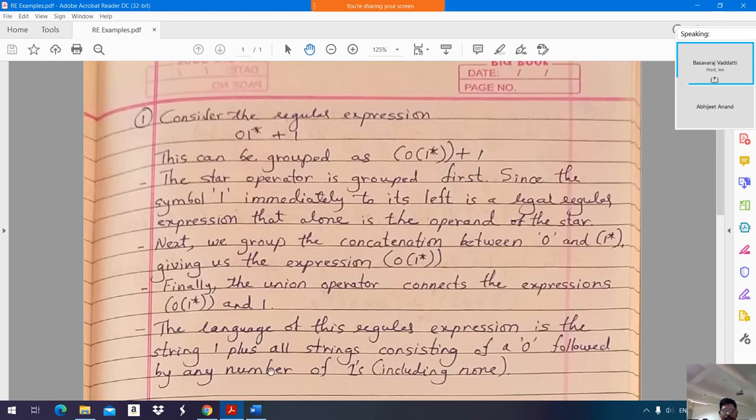It is called the English description of this particular regular expression, or nothing but what is the language represented by this regular expression. That is, with reference to this example, the language of this regular expression is the string 1 plus all strings consisting of a 0 followed by any number of ones.